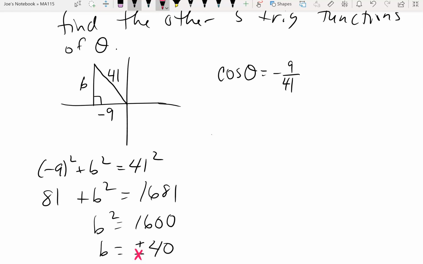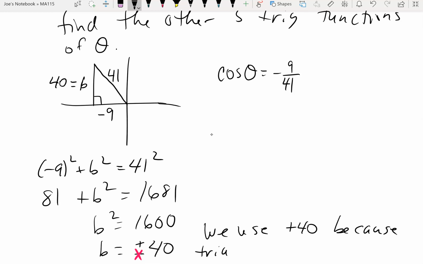Because the b is above the x-axis, right? Okay, so that's why we're going to use 40 over here. We want the positive. I'll write it down. We use positive 40 because our triangle is above the x-axis. That makes sense?